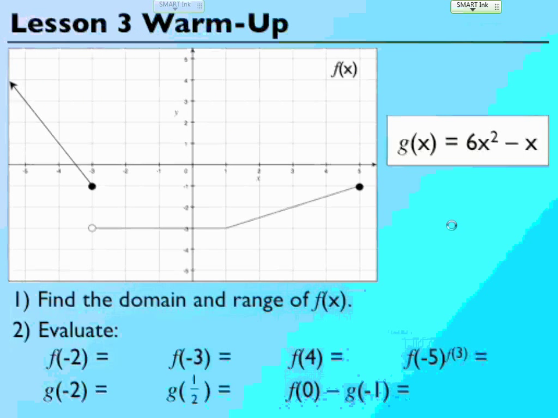First thing we've got is a warm up here. Now, this covers stuff from lesson 1. That's finding the domain and range of f of x. Oh, that's nice. I got the little spinny circle here to show you exactly what I'm pointing at. Lesson 1 here was finding the domain and range of f of x. And then stuff from lesson 2, evaluating a function.